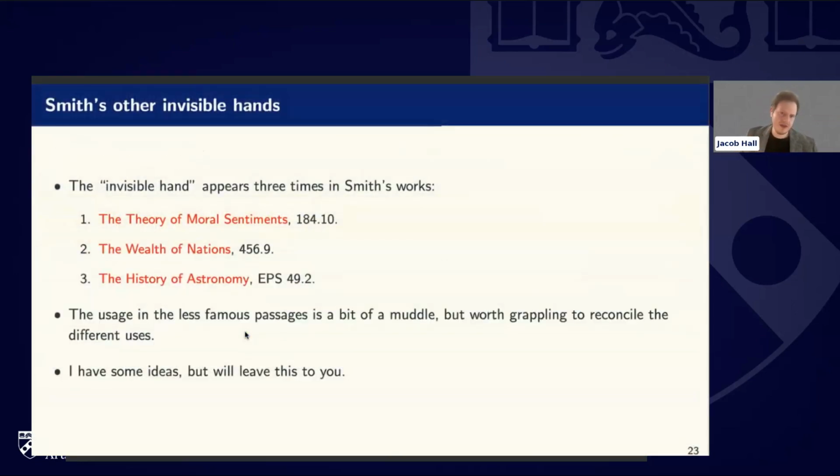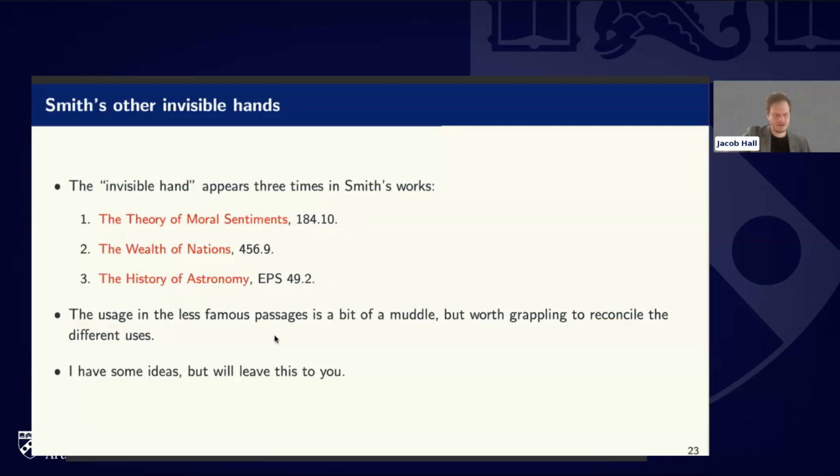There are some other invisible hands. I'm not going to dig into them, but it's worth telling you that they exist. It appears 3 times in his works. We just talked about the Wealth of Nations. There's also one in the Theory of Moral Sentiments, and there's another invisible hand of Jupiter in the History of Astronomy. Here are the citations if you want to go on Liberty Fund and check them out.